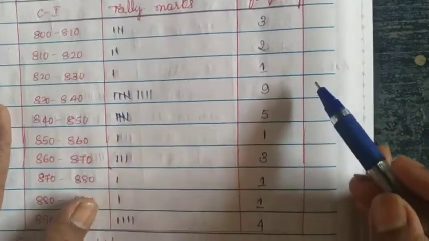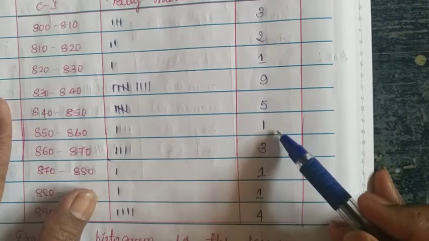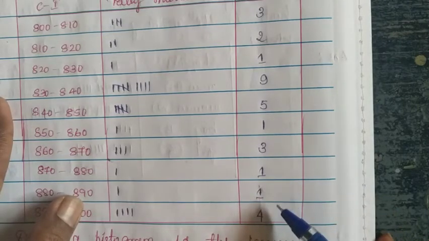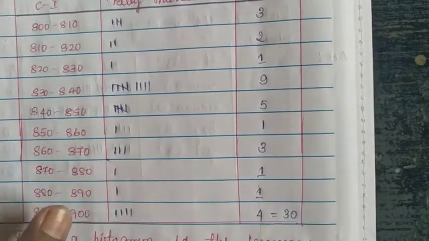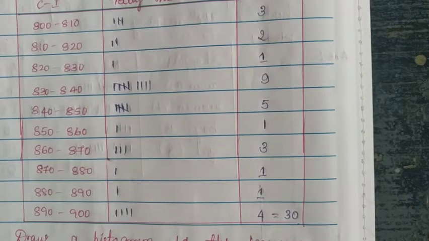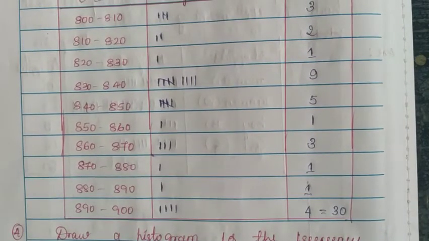And now let us add all. 3 plus 2, 5. 5 plus 1, 6. 6 plus 9, 15. 15 plus 5, 20. Plus 1, 21. 21 plus 3, 24. Plus 1, 25. 25 plus 1, 26. 26 plus 4, totally how much is here? 30. Here the weekly wages of 30 workers are given in the raw data. This is a systematic arrangement of the raw data. This table is known as a frequency distribution table, namely a grouped frequency distribution table.